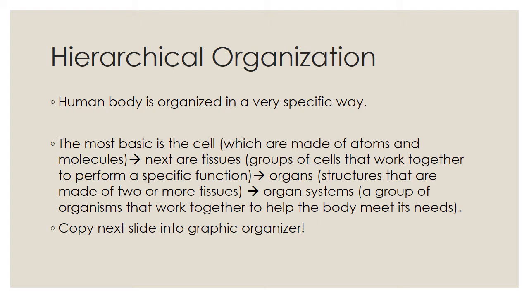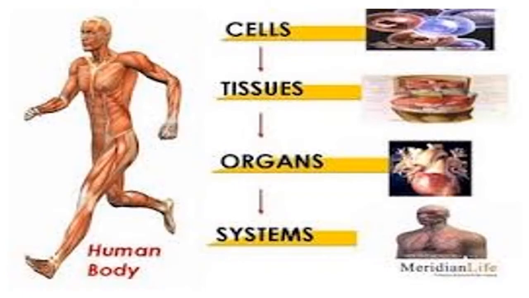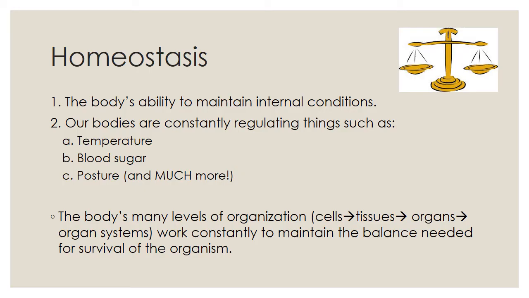The next slide you're going to copy into your graphic organizer. So cells make up tissues, groups of tissues make up organs, and groups of organs make up organ systems. And then organ systems make up humans and different organisms.